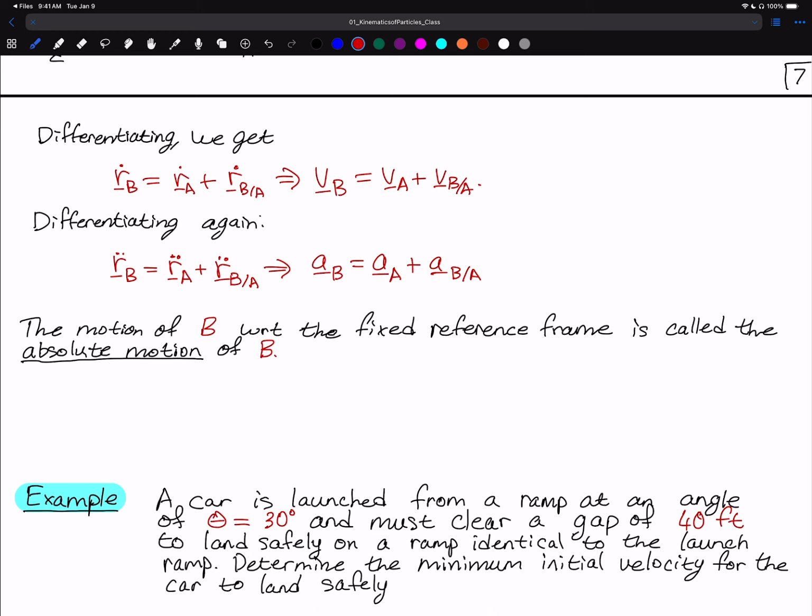Okay, welcome back. In this case, I'm going to go ahead and solve the example problem using the approach that we found here. The first thing we're going to do is define a coordinate system.